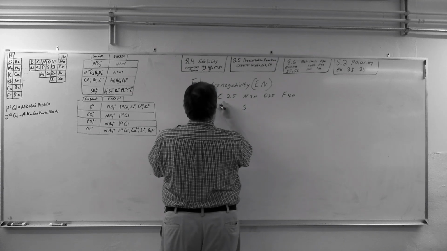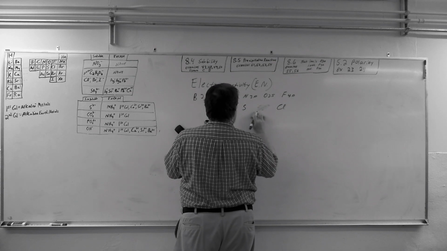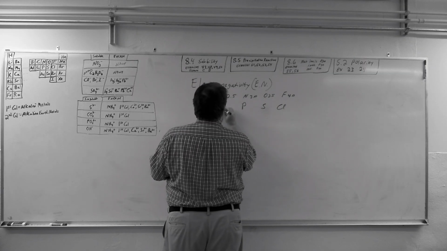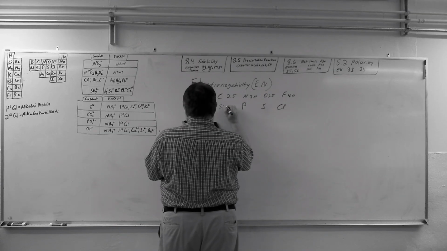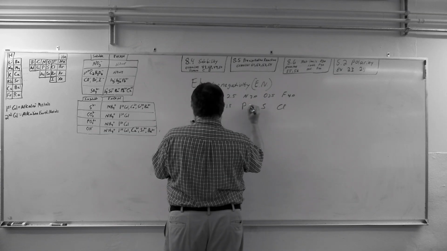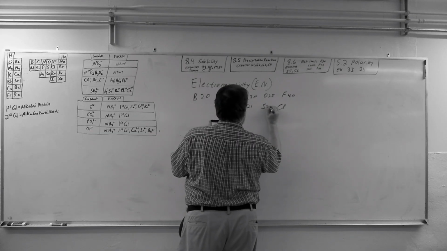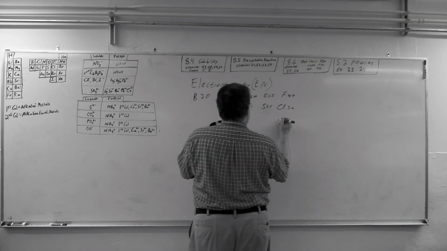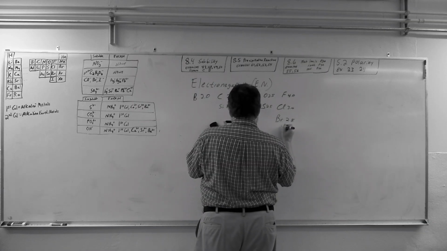Sulfur, phosphorus, chlorine. Putting these here for me so I can use them in a second. Chlorine is 3.0. It's 2.8.